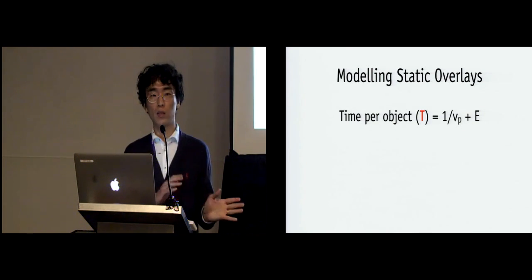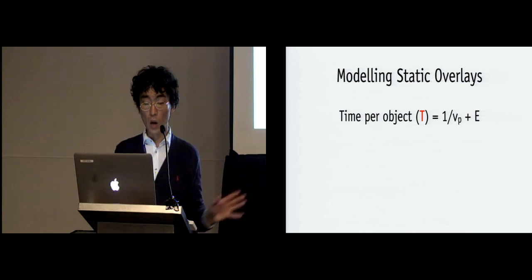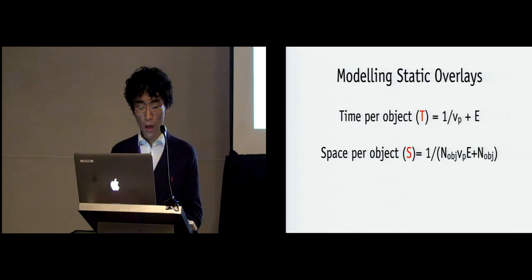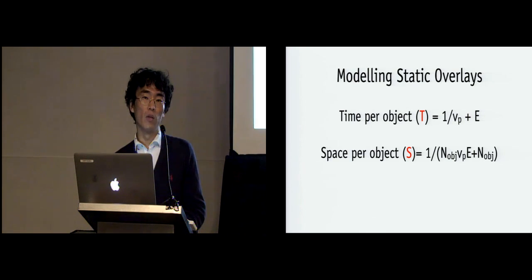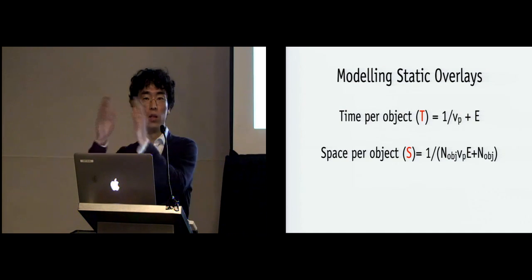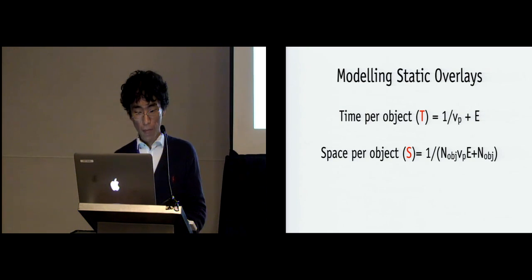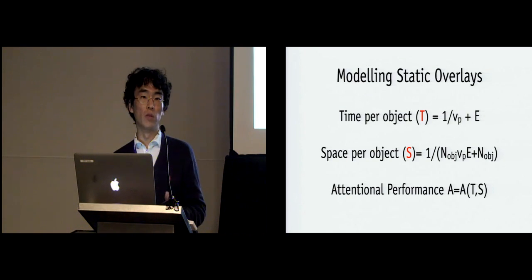From this context of scrolling, the time allowed per object can be calculated like this, by adding the extended exposure time e to the original exposure time of the object determined from the scroll speed. There is also space allowed per object, which can also be calculated like this. If you increase the exposure time of each object, there will be more objects in the current view, so it decreases the space per object. And from these two resources, time and space per object, our attentional performance will be determined.